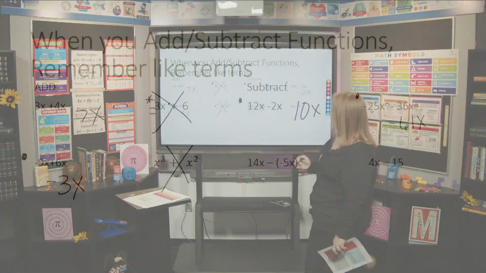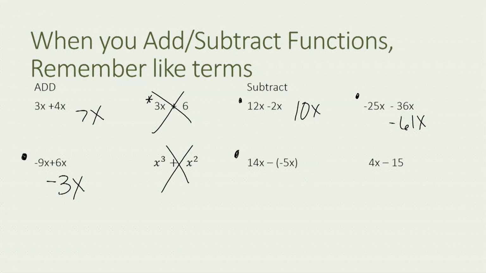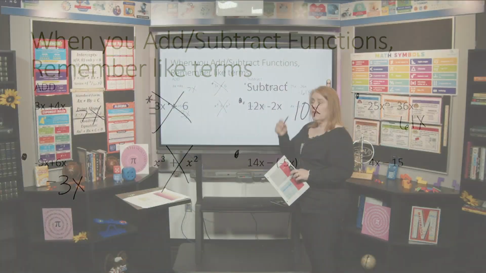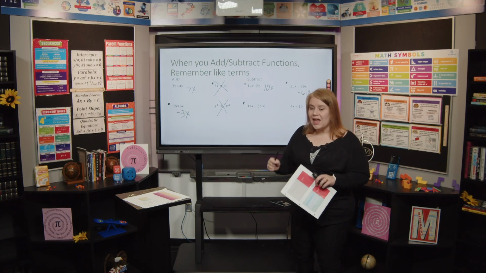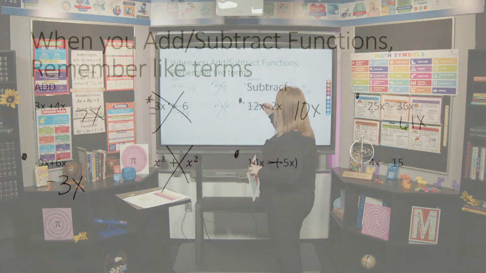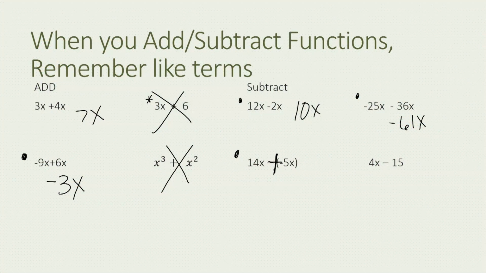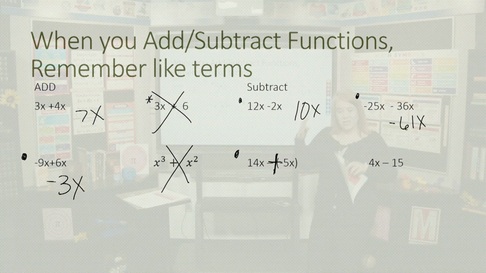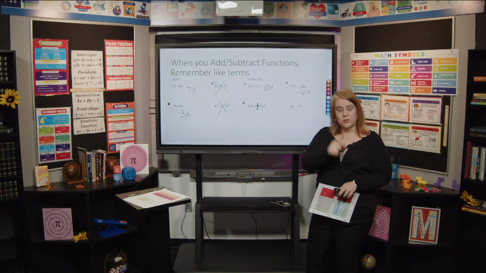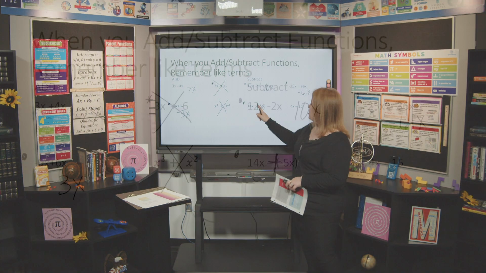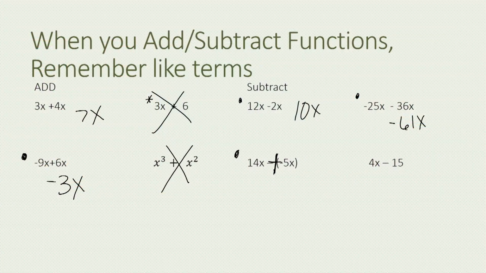Can I subtract it? Yes, you can. What I would do, like we learned, when I subtract a negative, it's just like addition. So I put addition right here because the subtraction of a negative is just like addition. You will hear me say that umpteen million times. The subtraction of a negative is just like addition. So I have the same variable and I have a coefficient. 14 plus 5 would give me 19x.